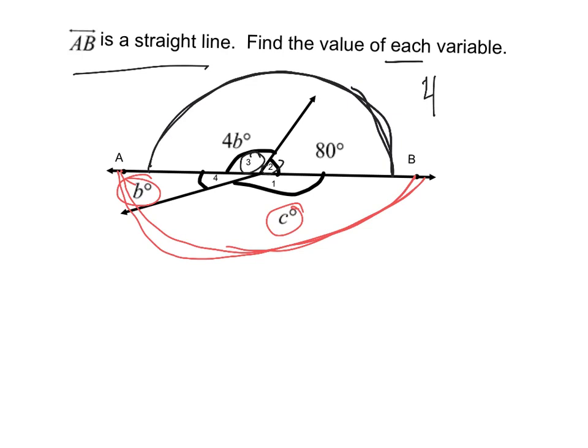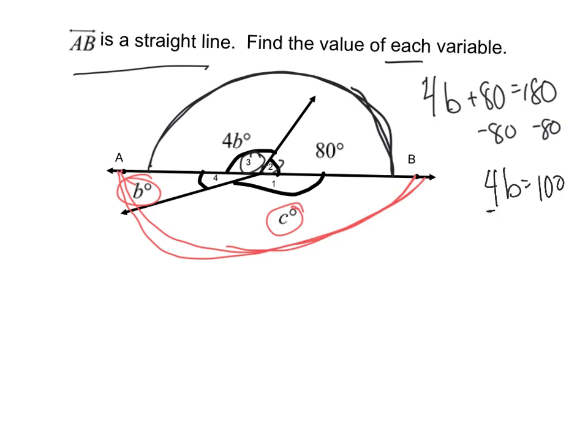Okay, so I know that those two are going to add up to 180. So 4B plus 80 equals 180. Subtract 80 from both sides, and I'm left with 4B equals 100. Divide both sides by 4, B equals 25. So I know this angle here is 4 times 25, which is 100 degrees. 100 degrees plus 80 degrees is 180, so I know I'm good there.